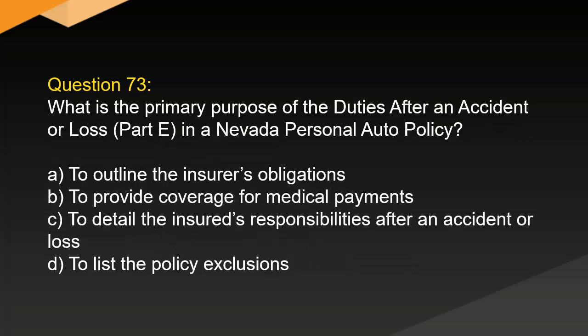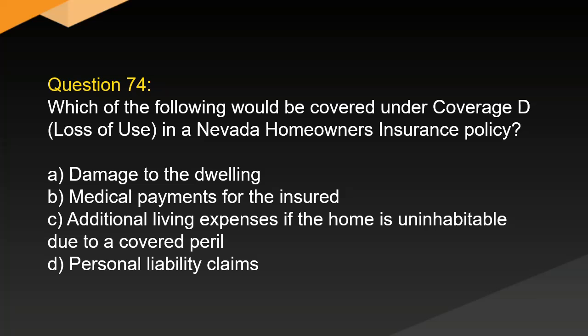Question 73. What is the primary purpose of the duties after an accident or loss part in a Nevada personal auto policy? A. To outline the insurer's obligations. B. To provide coverage for medical payments. C. To detail the insured's responsibilities after an accident or loss. D. To list the policy exclusions.